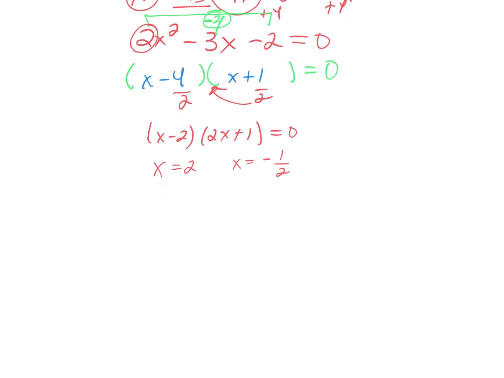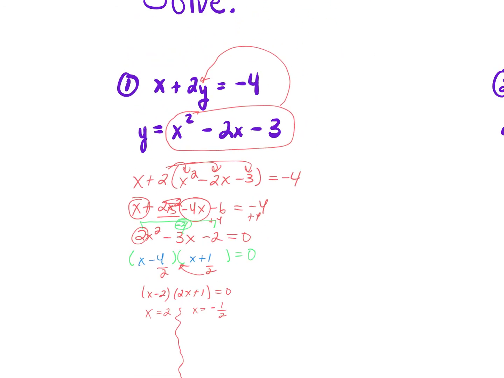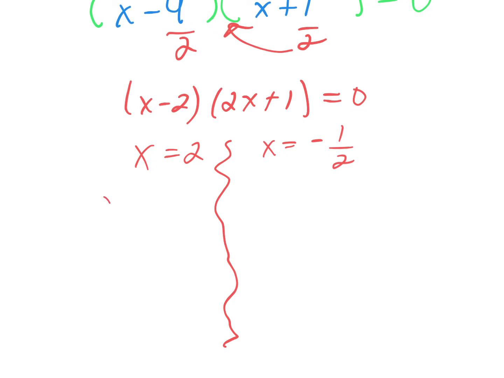So now I'm going to take those two values and plug them into one of our original equations and figure out what y equals. So which one would be easier for us to plug into? The top one or the bottom one? The top one. x plus 2y equals negative 4, right?